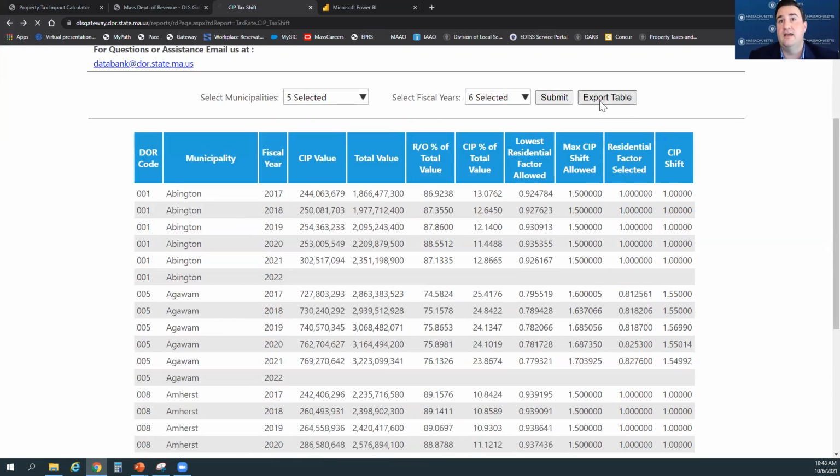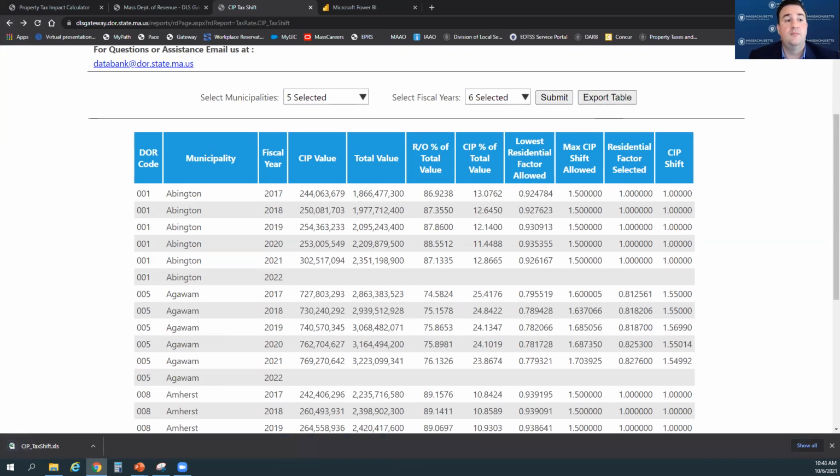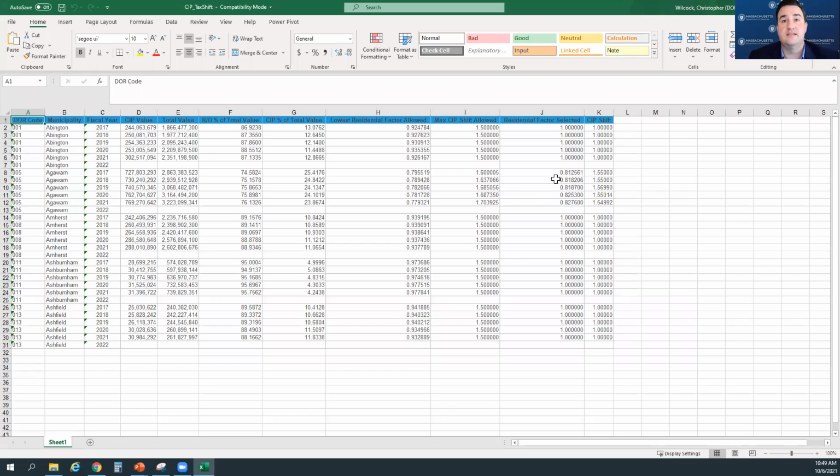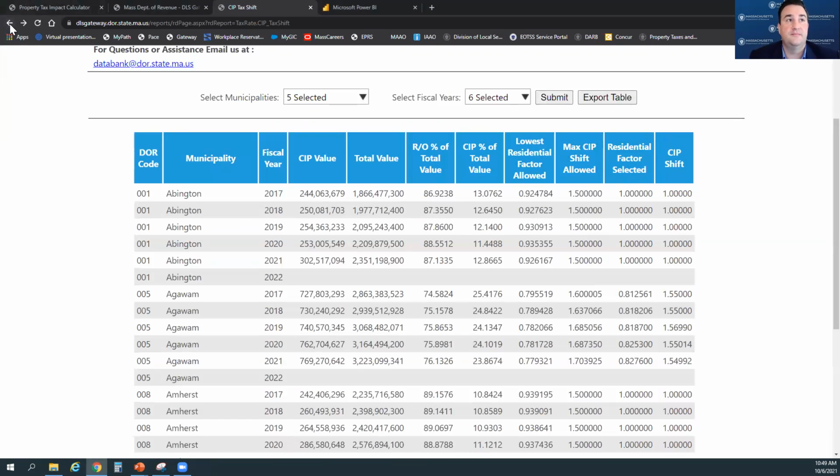And again, this is all exportable to Excel. So all this information comes right over, and you can build graphs, charts, and visualizations very easily.